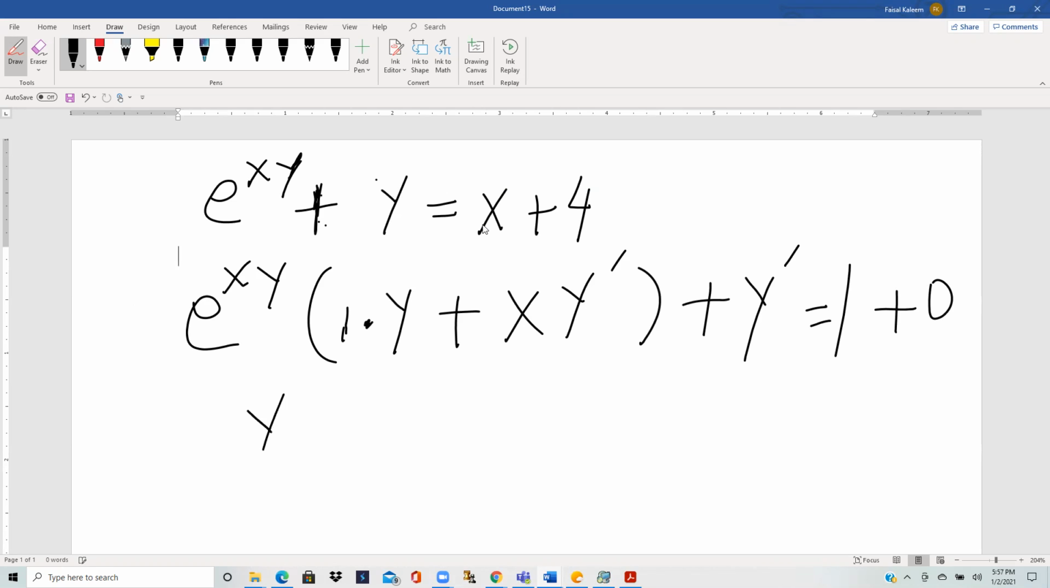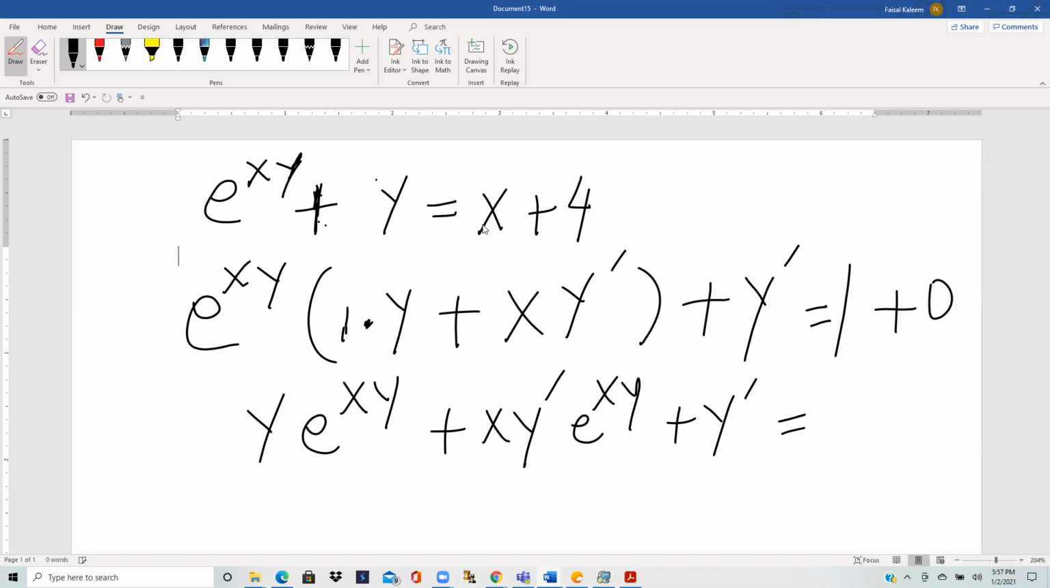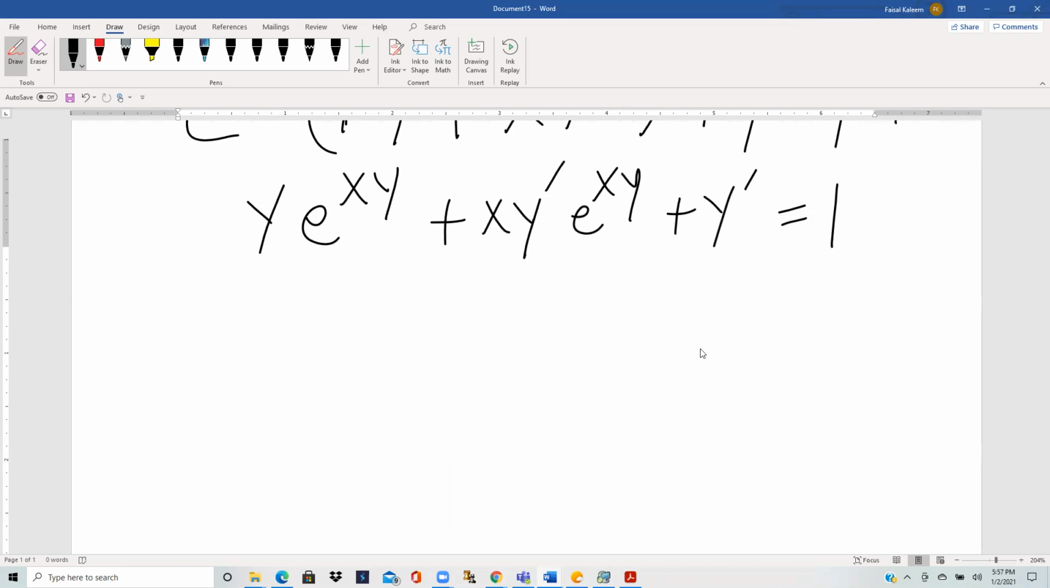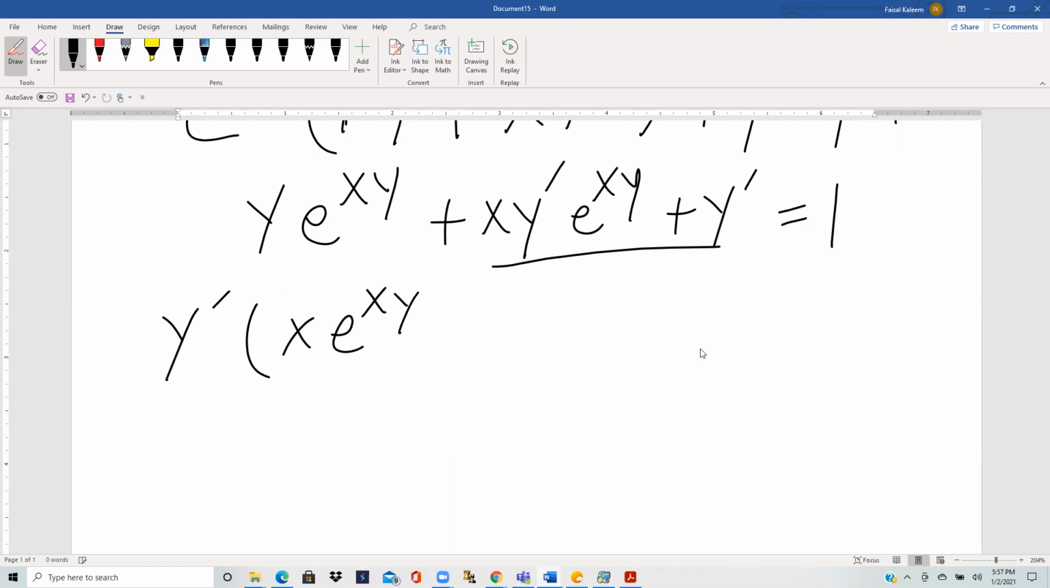So this will be y e^xy plus x y prime e^xy plus y prime equals 1. And then if you remember from Calc 1, the next step is to isolate y prime. So these two terms have y prime. So I'm factoring out a y prime from them. And I'm left with x e^xy from the first term and plus 1 from the second term.